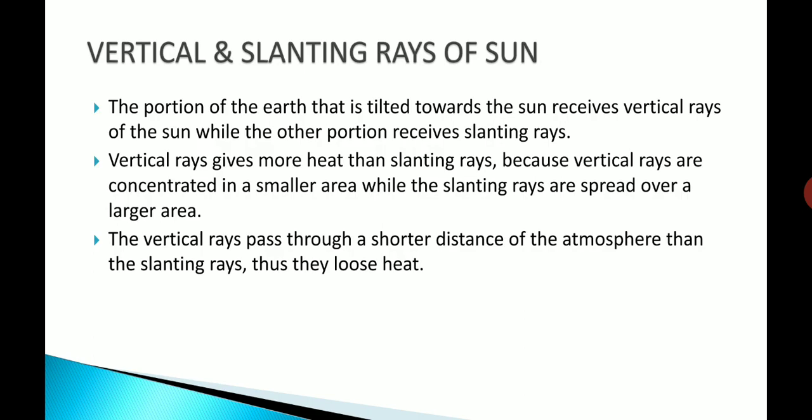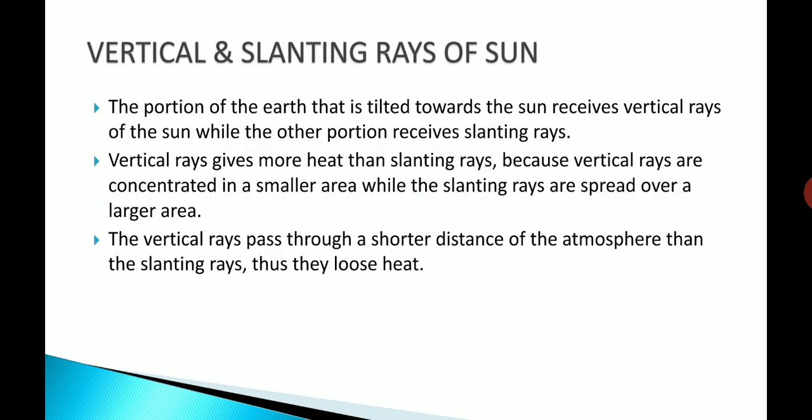Vertical and slanting rays of sun. The portion of the earth that is tilted toward the sun receives vertical rays while the other portion receives slanting rays. Vertical rays give more heat than slanting rays because vertical rays are concentrated in a small area while the slanting rays are spread over a larger area. The vertical rays pass through a shorter distance of the atmosphere than the slanting rays, thus they lose less heat. Okay, very simple, very easy.